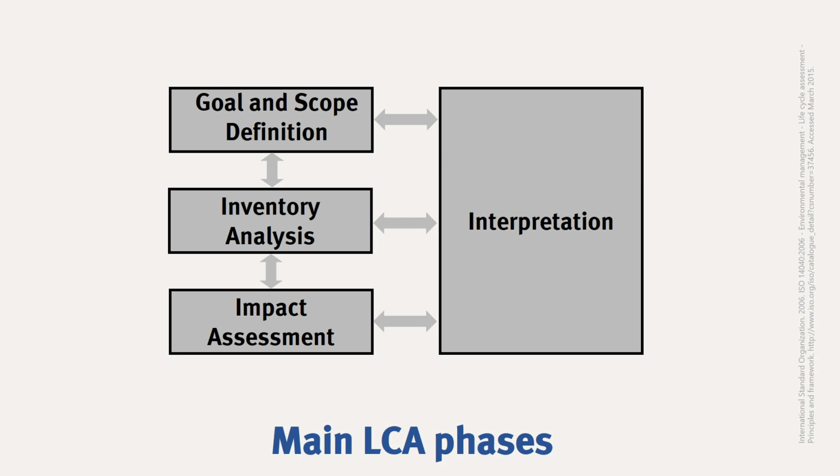The third phase is the life cycle impact assessment. This phase gives an environmental impact for each of the flows identified in the previous inventory. The environmental impacts include, for instance, global warming potential or eutrophication of water bodies. The last phase is the interpretation of the results phase. This part identifies how to reduce the environmental impacts of a product and gives recommendations.